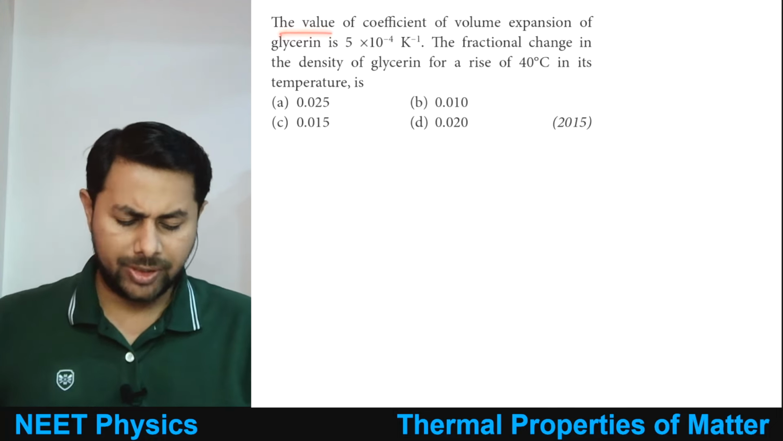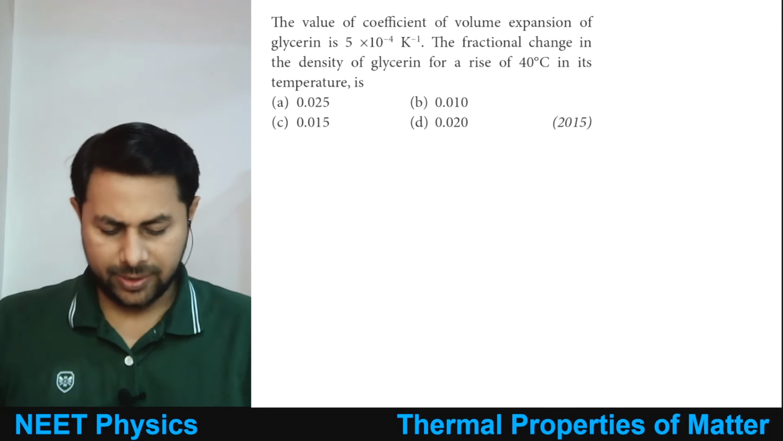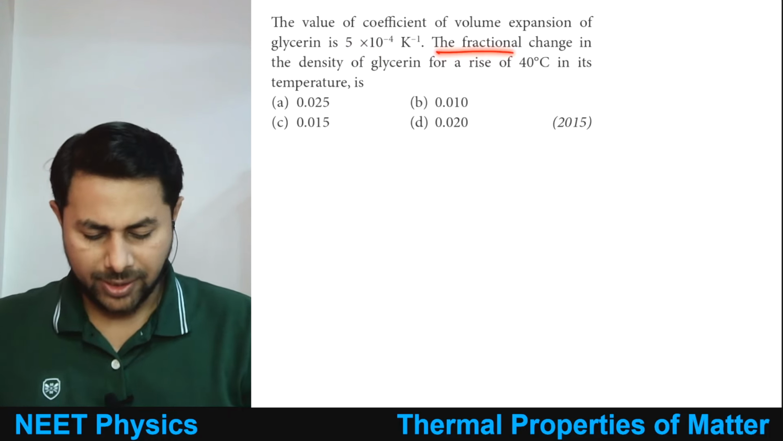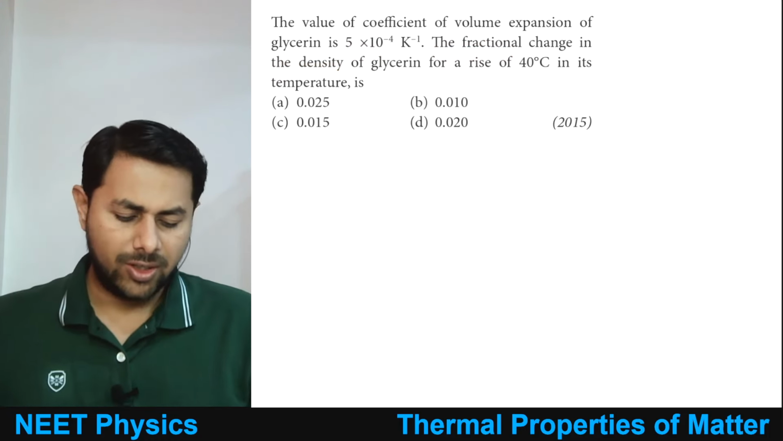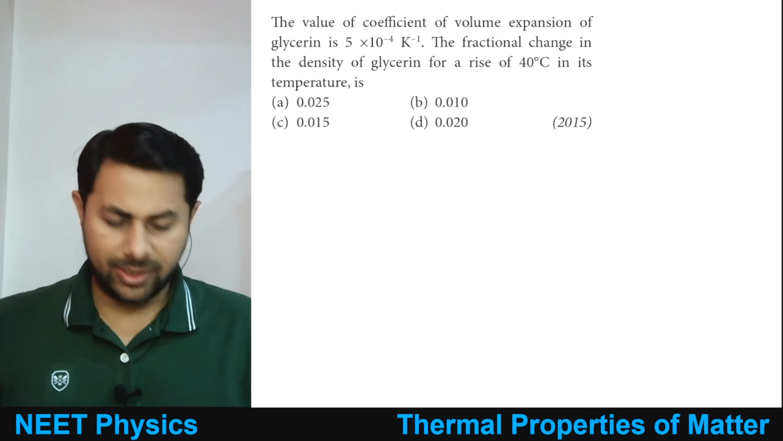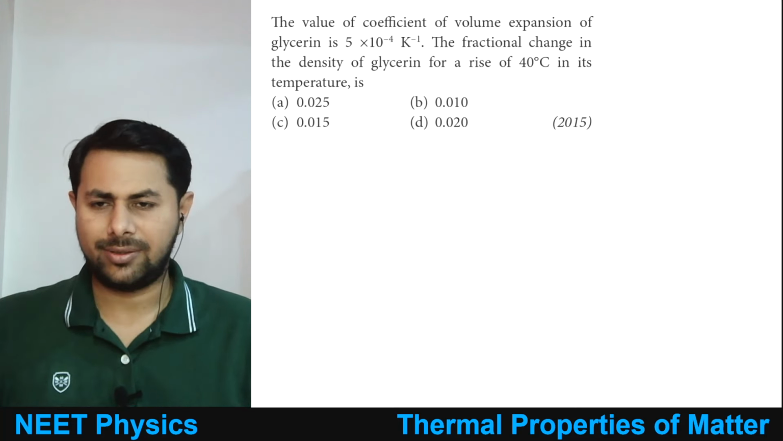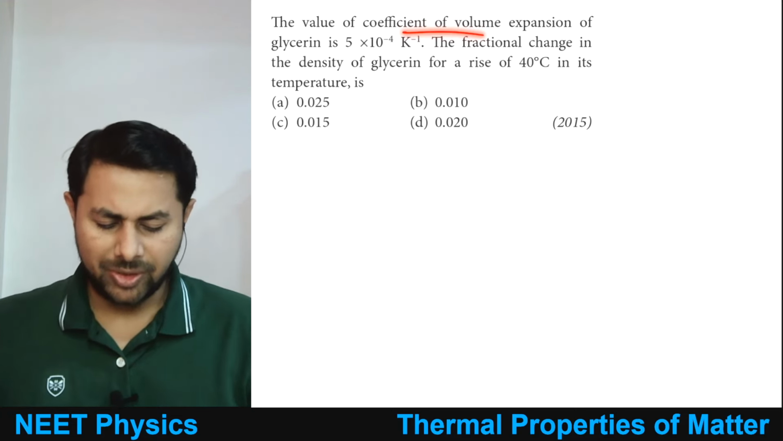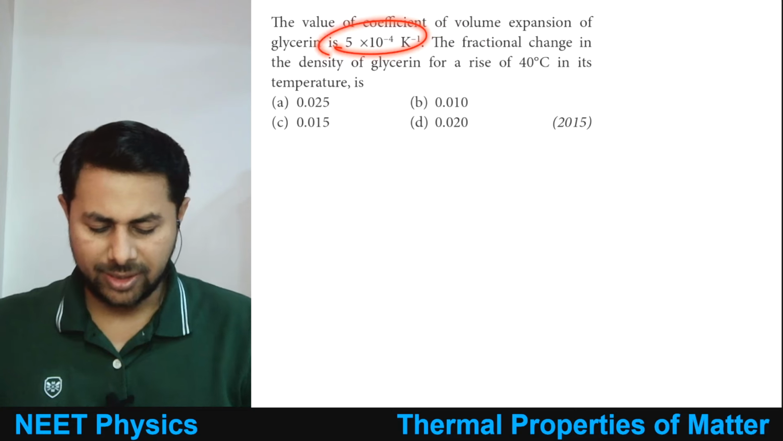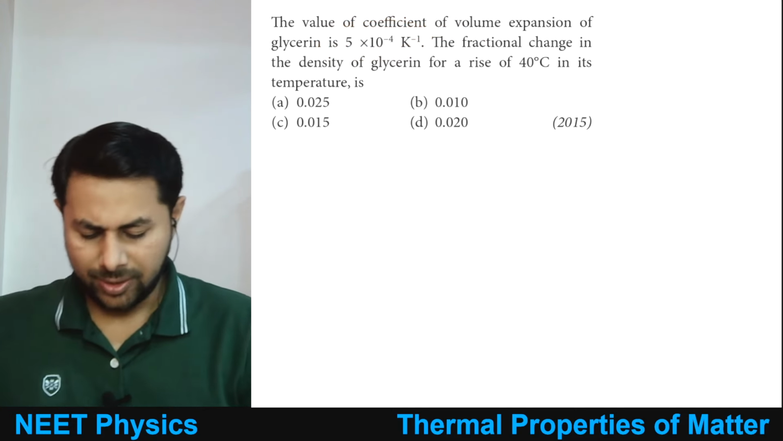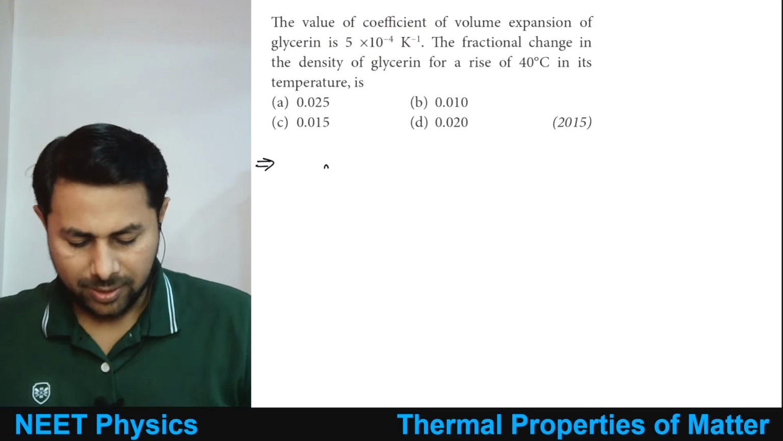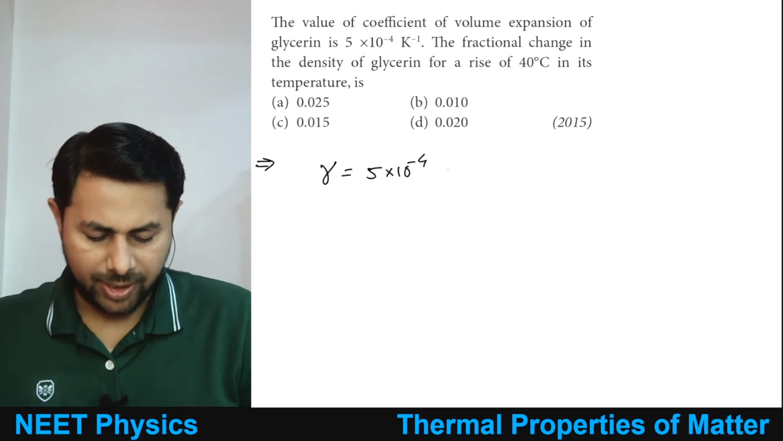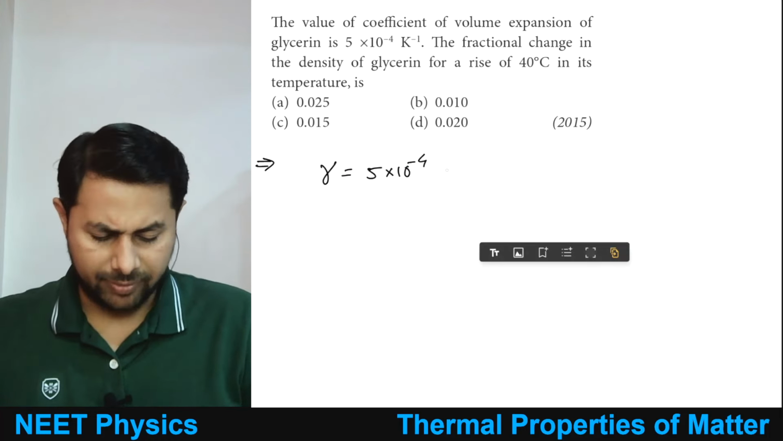The value of coefficient of volume expansion of glycerin is 5 multiplied by 10 raised to minus 4 per Kelvin. The fractional change in the density of glycerin for a rise of 40 degrees Celsius in its temperature is. So the value of the coefficient of volume expansion is given. It is 5 multiplied by 10 raised to minus 4. So gamma is equal to 5 times 10 raised to minus 4 per Kelvin.